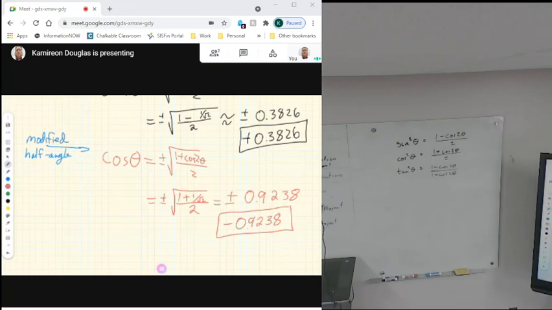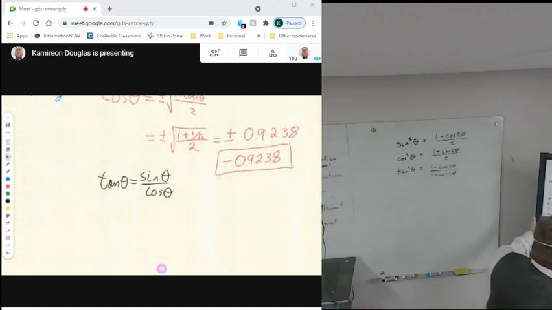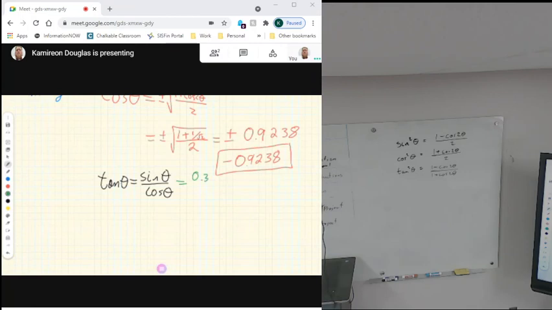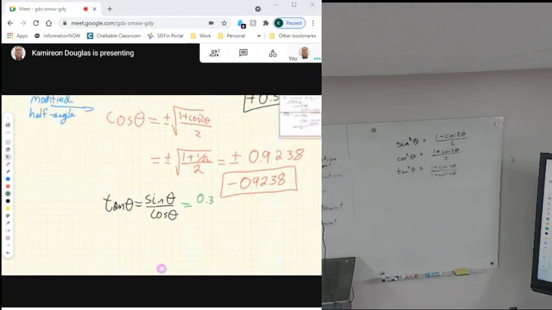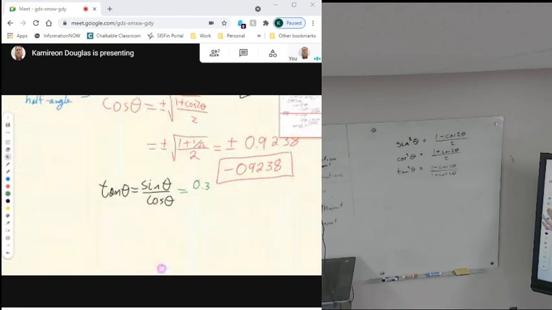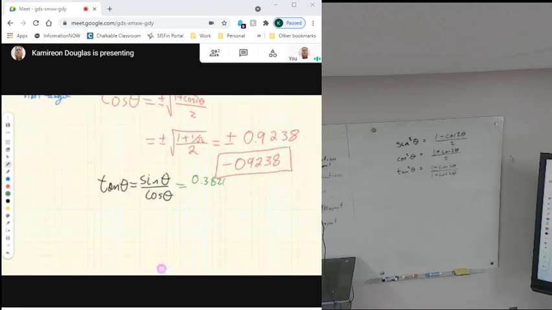Now, to find the tangent, once again, I would cheat. I would do sine divided by cosine. Just divide these two numbers and get my tangent value. So tangent of theta would be sine theta over cosine theta. Since I already have those two, I would just plug them in. So I'd plug in the sine value, which was 0.3826, divided by negative 0.9238. And whatever that is has got to be the tangent value.